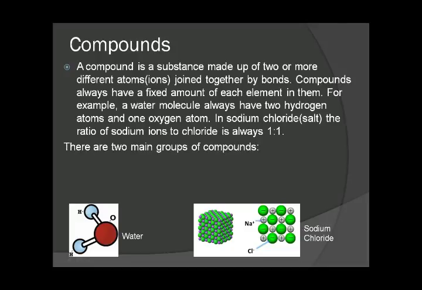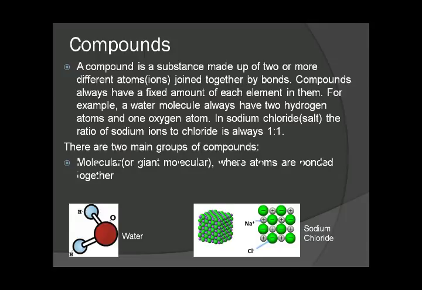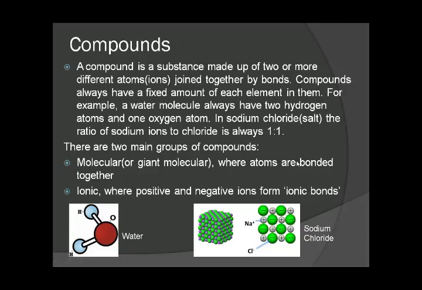There are two main groups of compounds: molecular and giant molecular, where the atoms are bonded together, and ionic, where positive and negative ions form ionic bonds.